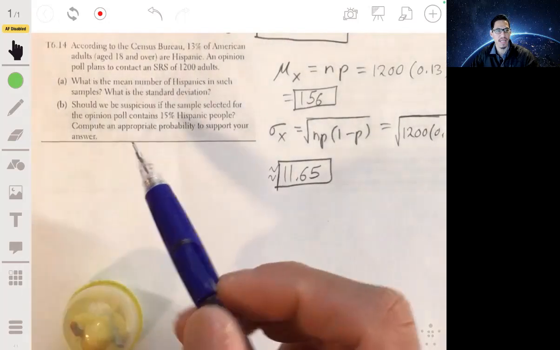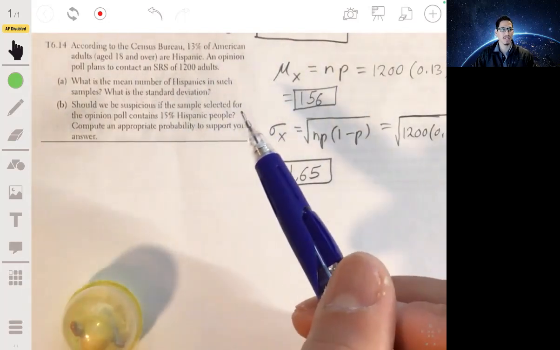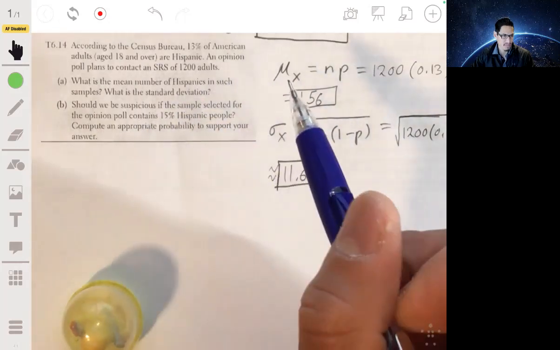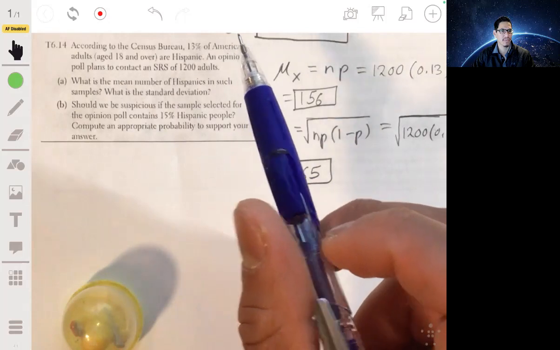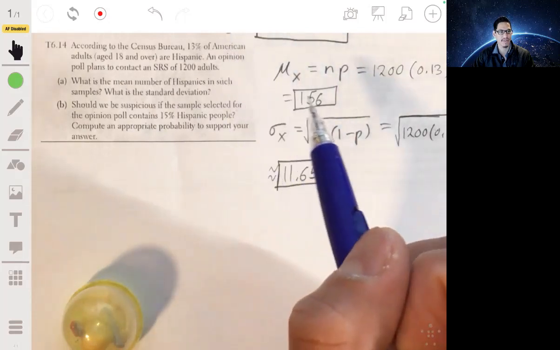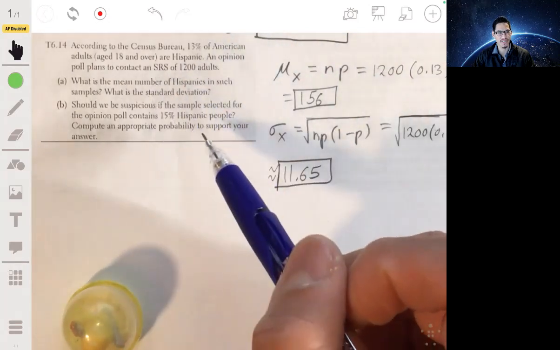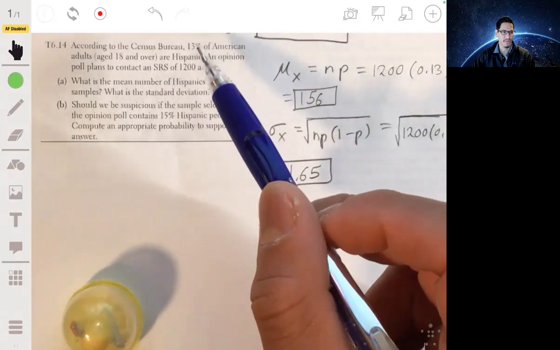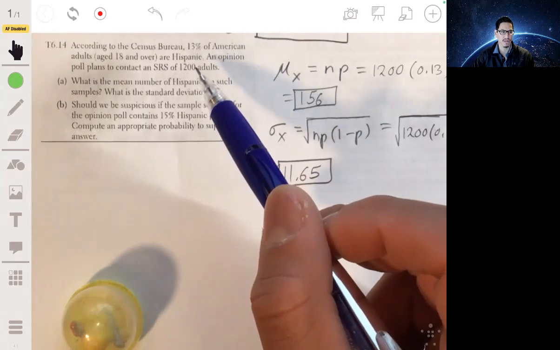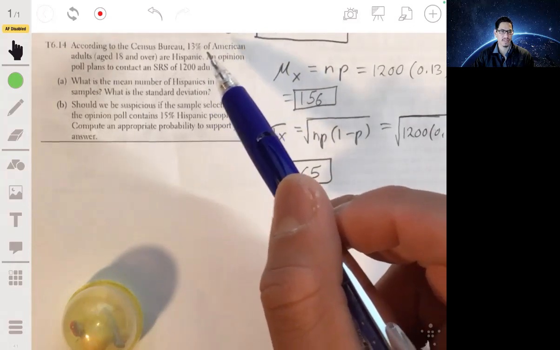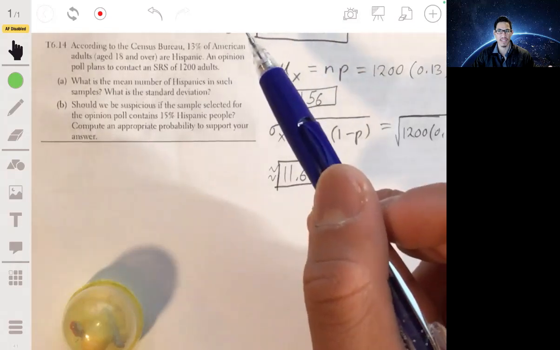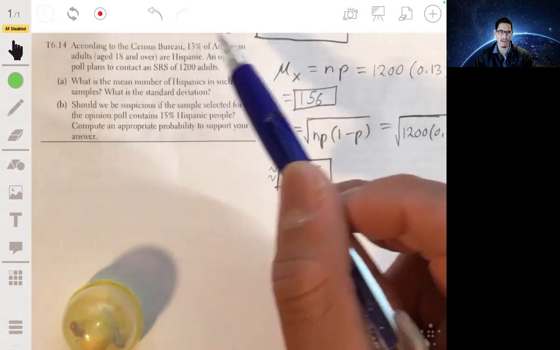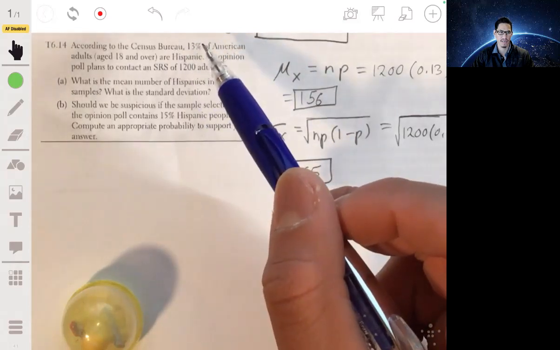Okay, now part B is asking, should we be suspicious if the sample selected for the opinion poll contains 15% Hispanic people? Oh, I kind of worded that weirdly. In other words, if we take a simple random sample of 1,200 adults and we get 15% Hispanics or more, should that be a big deal? Is there something suspicious going on? Does that mean this is not correct?